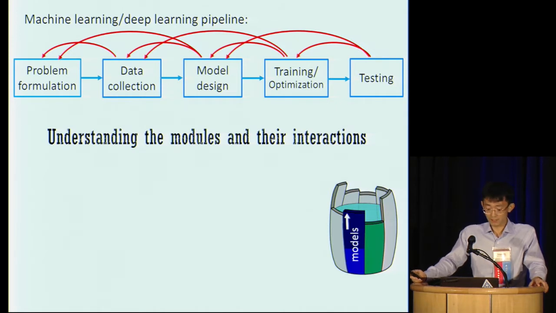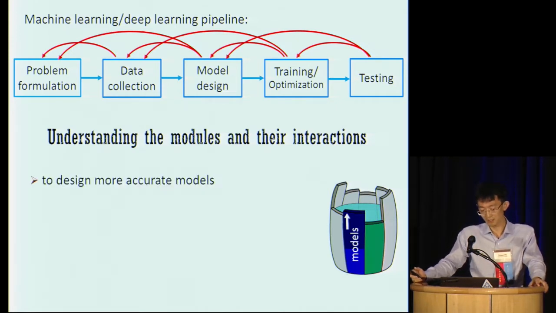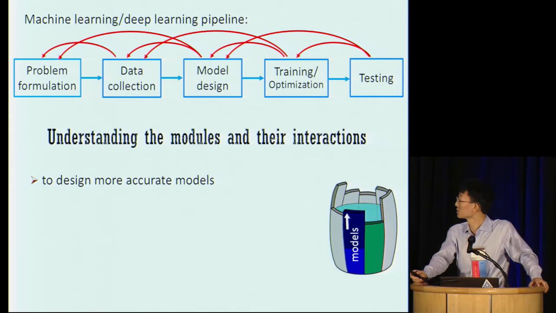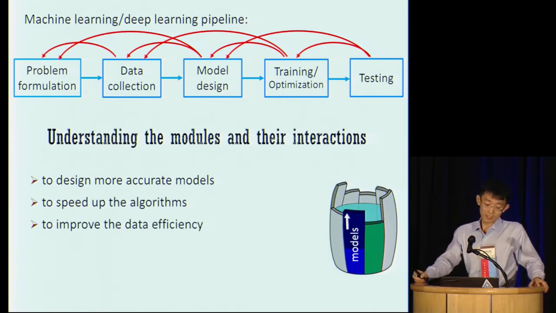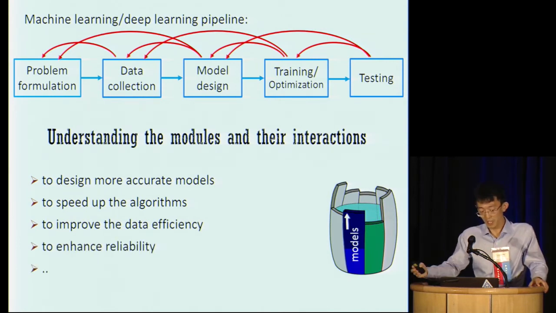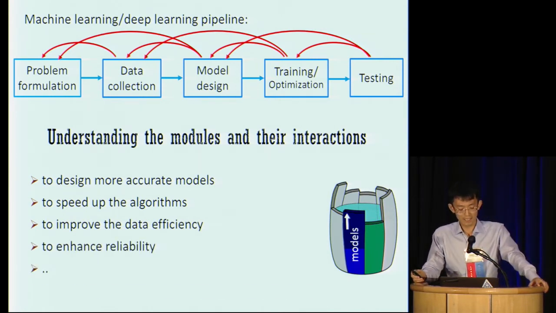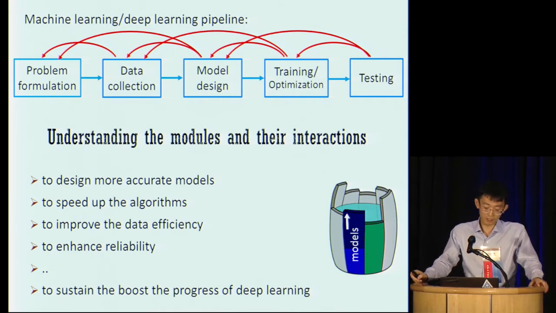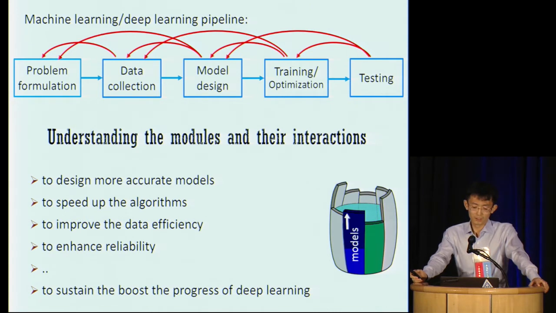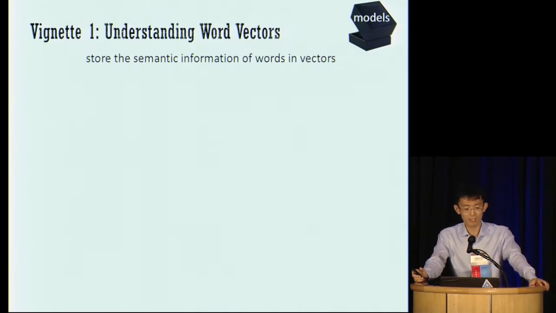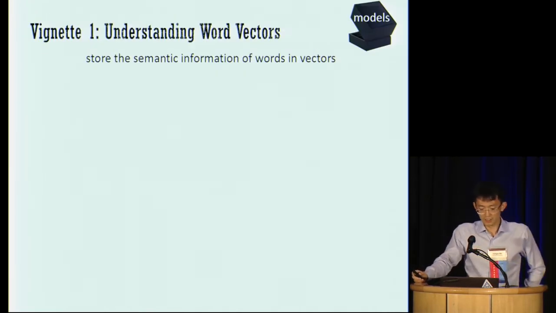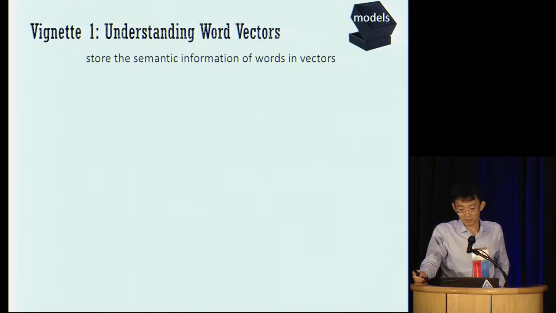If we can do that, we can understand deep learning better, and the hope is that this can lead us to design more accurate models, to speed up the algorithms, to improve the data efficiency, to enhance the reliability, and so on. And finally, I hope that understanding of deep learning can sustain and boost the progress of deep learning. So this is my main research mission, and let me tell you some examples of my work along these lines. The first example I'm going to talk about is understanding word embedding, word vectors.